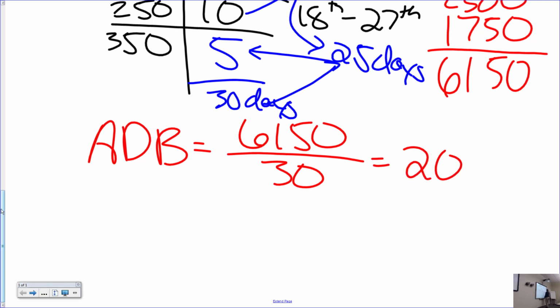205. And that's the average daily balance. That's your average daily balance. If you didn't pay this credit card statement in full, this is the number you would use to calculate your finance charge.